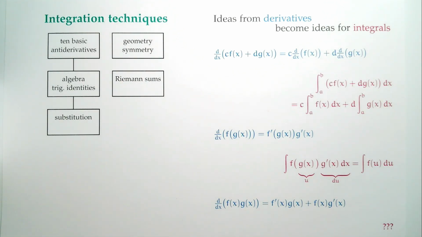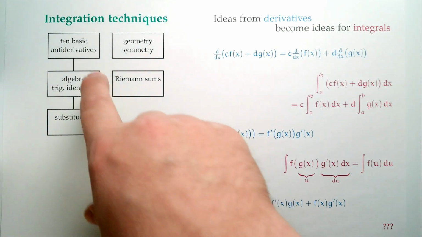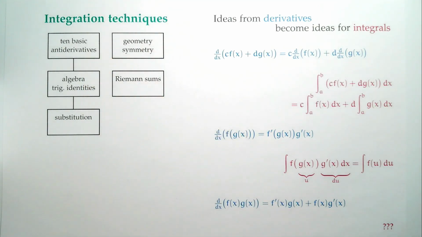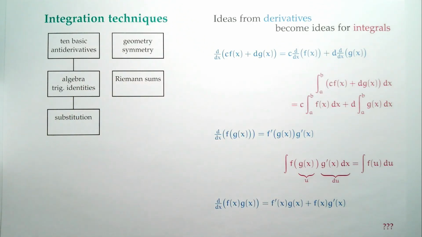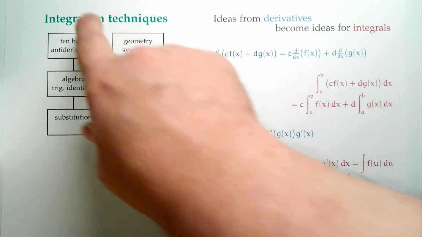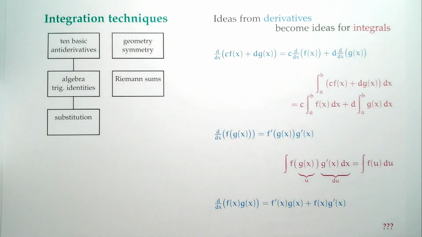So from Calc 1, we learned a couple of things. We learned 10 basic antiderivatives, and these are things like the integral of e to the x, the integral of 1 over 1 plus x squared, the integral of secant, that's the strangest one, log secant plus tangent. We said, well, if it's not one of these, let's use some algebra or some trig identities to rewrite it. And maybe that'll help. And if that didn't work, we had substitution. And this is the fundamental theorem side of integration.